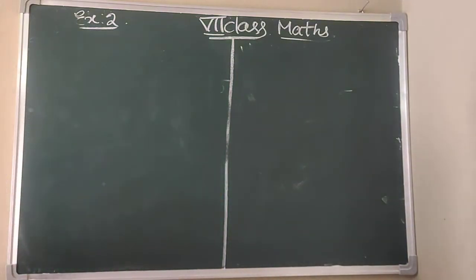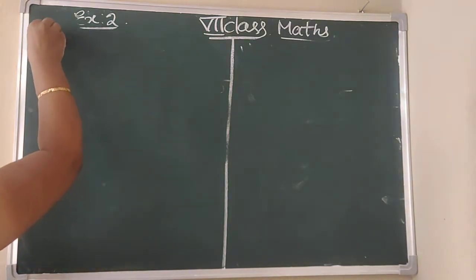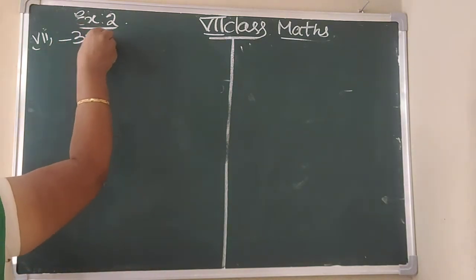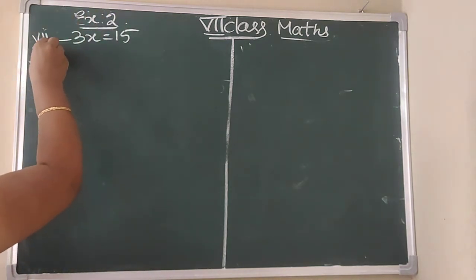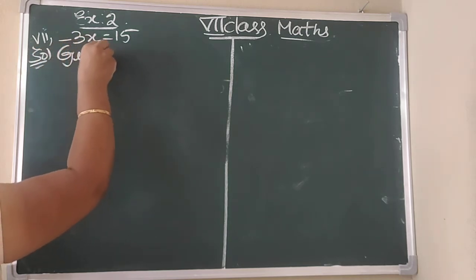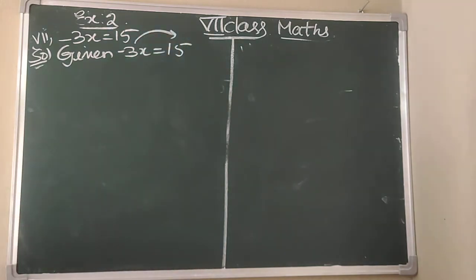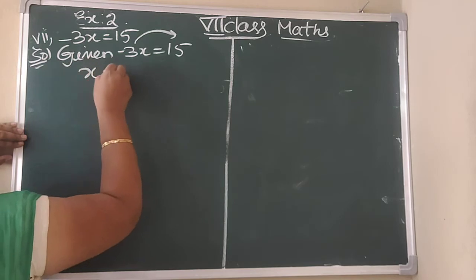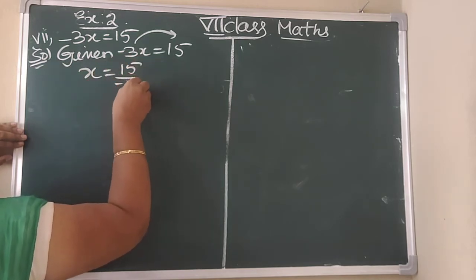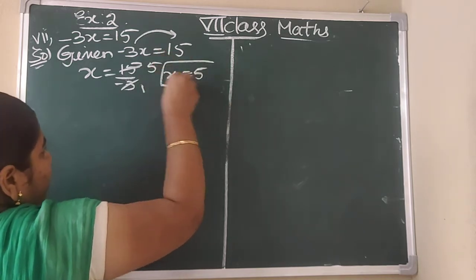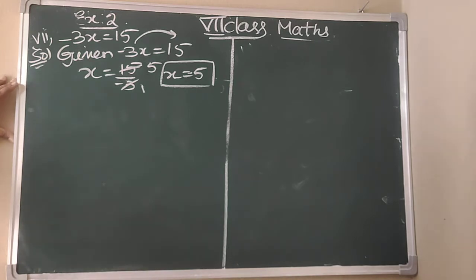Next is the seventh one. What is that? Minus 3x is equal to 15. So directly we have to do it. Given minus 3x is equal to 15. If you transpose this minus 3 to the other side, that will be converted to division because the relation of minus 3 and x is multiplication here. So x is equal to 15 by minus 3. 3 fives are 15. So what is the x value here? Minus 5.